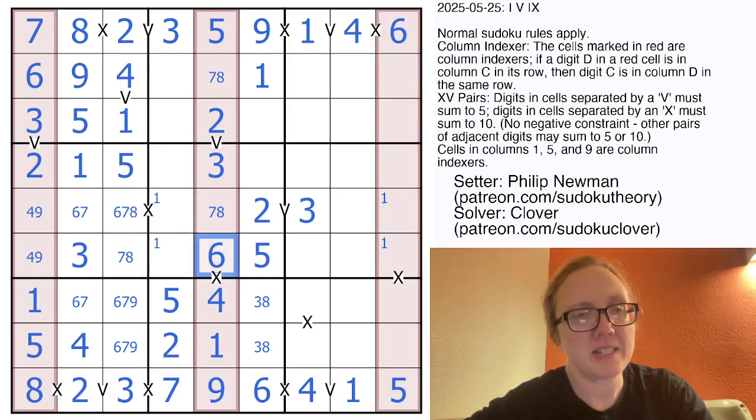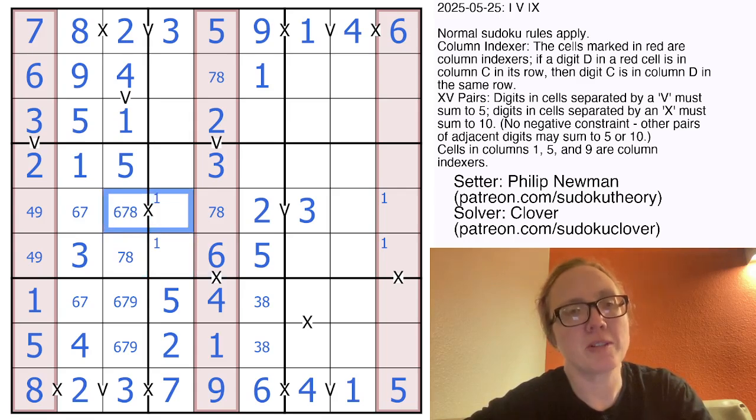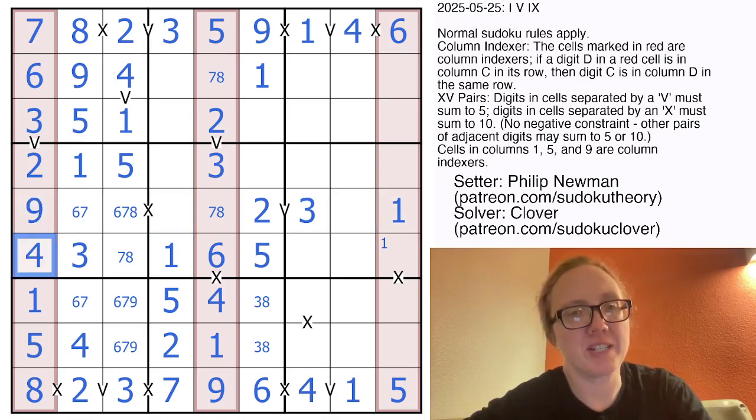That can't be a 6, and so this can't be a 1 because 1 plus 9 is 10. It's not 1 plus 6, 7, or 8. So that's not my 1. That's my 1. That's my 1. So this is the 9 indexing that 1. This is the 4 indexing this 1.